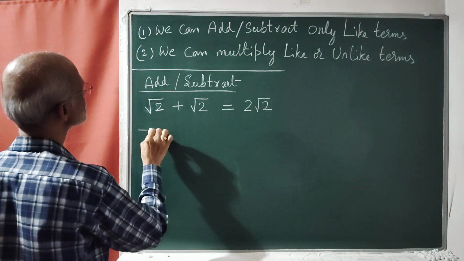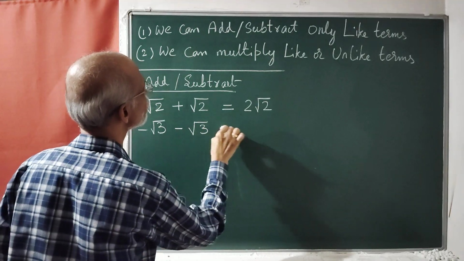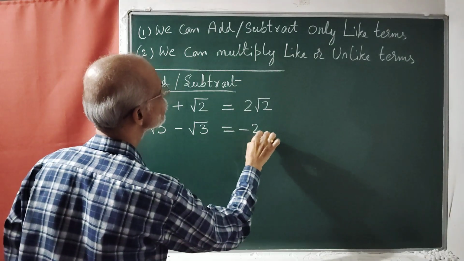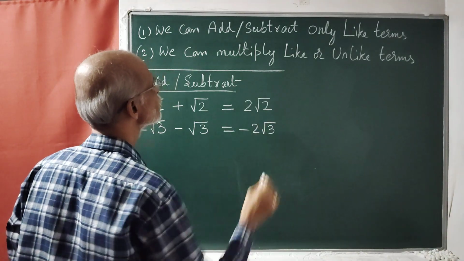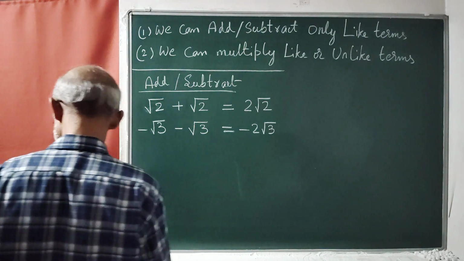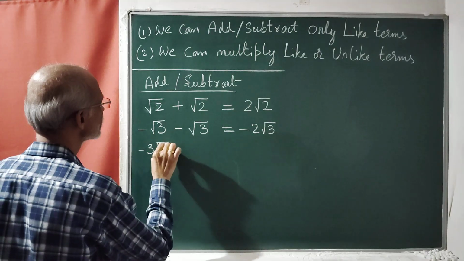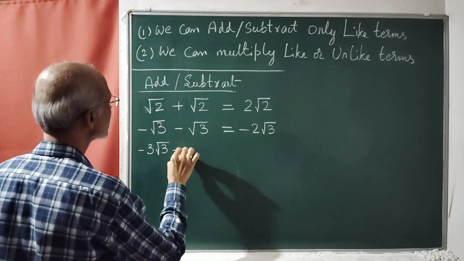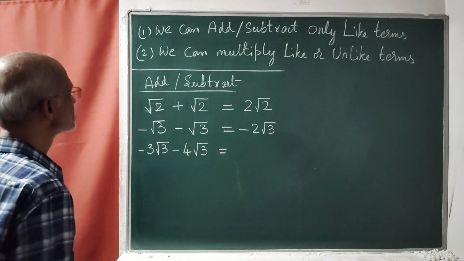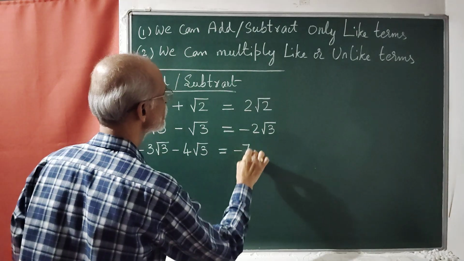Suppose minus root 3, minus root 3. What do we get? Minus 1 minus 1 is minus 2 root 3. We have to solve only the numbers outside the root. Next, minus 3 root 3 minus 4 root 3. What will we get? Minus 3 minus 4 is minus 7 root 3.